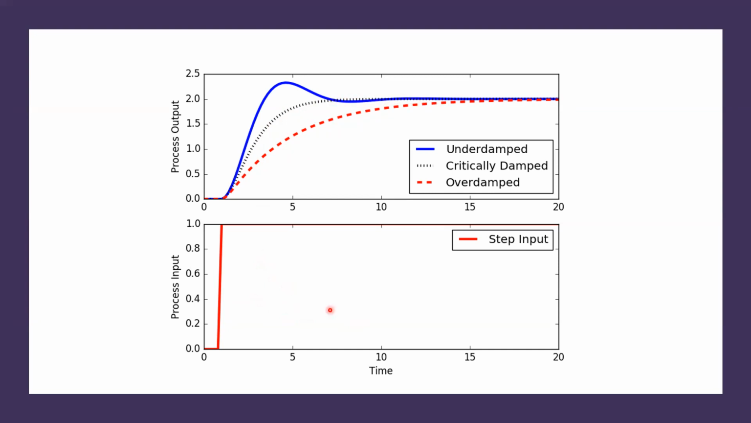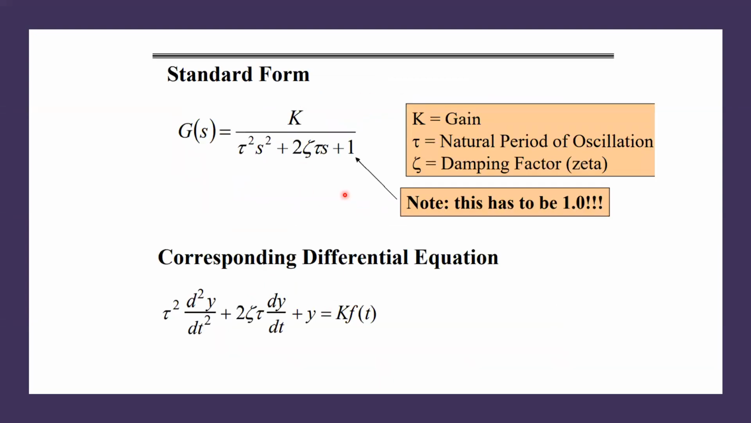Then moving on, we have our standard form for the second order system, where K is the gain, tau is the natural period of oscillation of our system, and zeta is the damping factor or damping ratio. And well, here we have that this final value has to be 1 for the standard form.